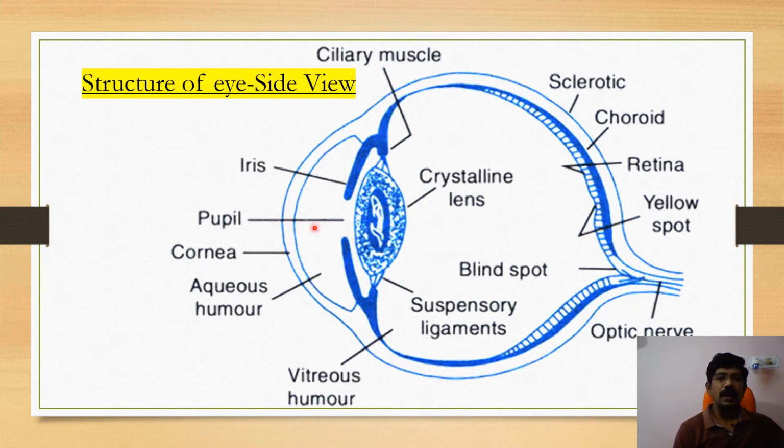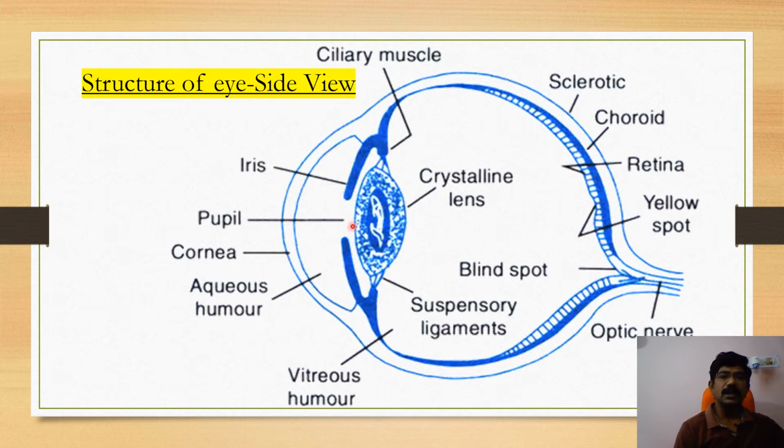Next, observe this one. There is a circular ring structure, a circular membrane. This circular membrane is known as iris. Different people will have colored eyes. Why? Because this iris consists of melanin. Due to the presence of melanin, different people will have different colored eyes.